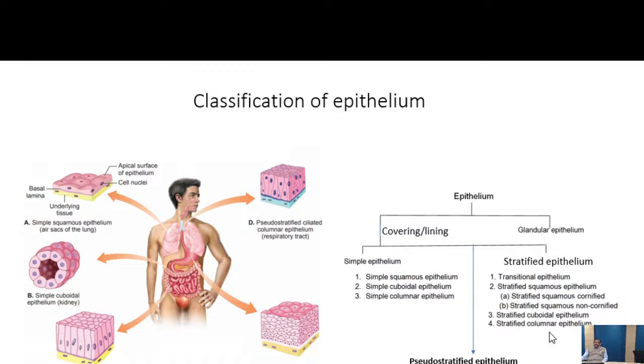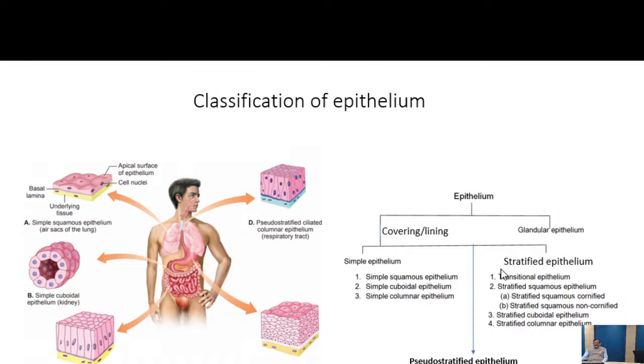Stratified columnar epithelium is a little bit rare. In this, you will have 2 or 3 layers of columnar cells, and an example would be the lining of the urethra. You know about the urethra? The urethra leads the urine outside from the urinary bladder, while the ureter links the kidney with the urinary bladder. So there is stratified squamous epithelium, stratified cuboidal epithelium, and stratified columnar epithelium.